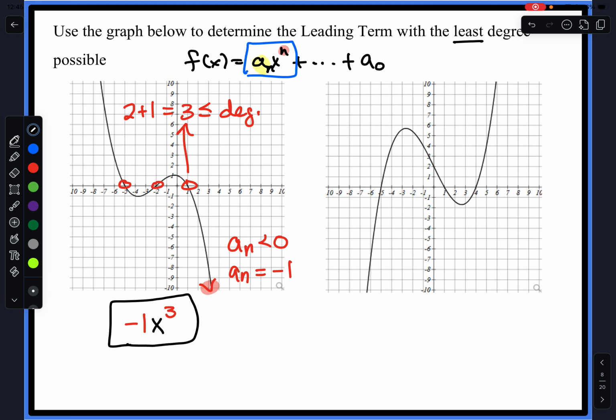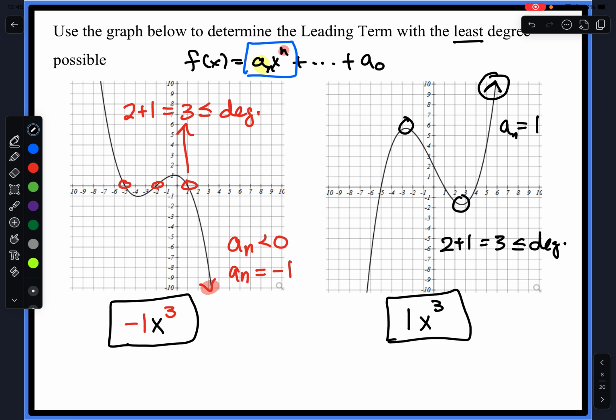And for the other graph, the only difference is that since the right side is pointing upwards, the leading term will now just be a positive value. We'll assume that number will be a positive 1, because it could be any positive value, but for simple purposes, we'll say it's 1. So a sub n is 1, so 1x, and again, because of the 2 turns, 2 plus 1 is 3, the degree would have to be at least 3. So this would have to be raised to at least the third power.